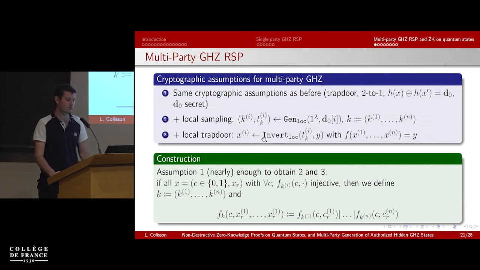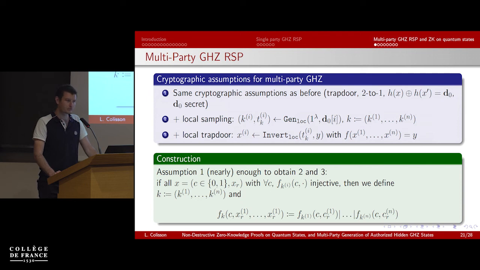And using your local trapdoor, you can locally invert the function. So you will get some x, so part of the input x, and you will have the property that if every local party locally inverts the function, then at the end, f of the concatenation of all inputs will be equal to this y.